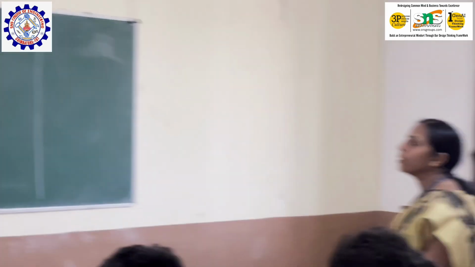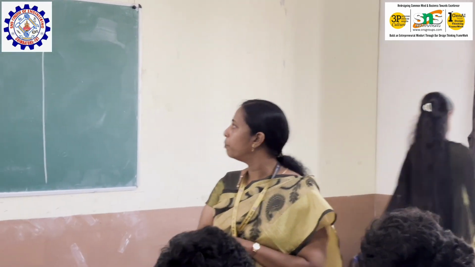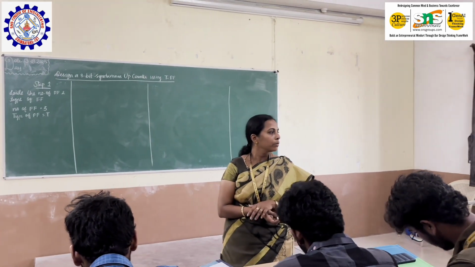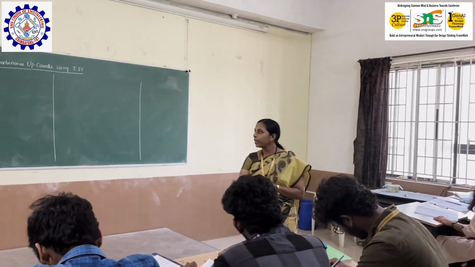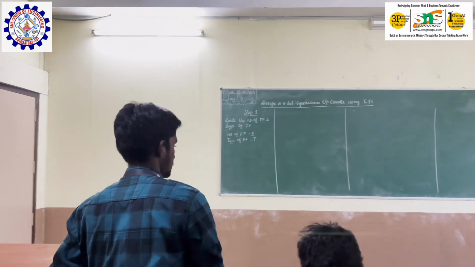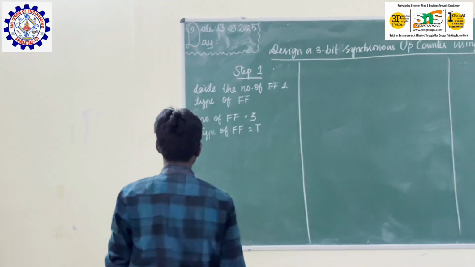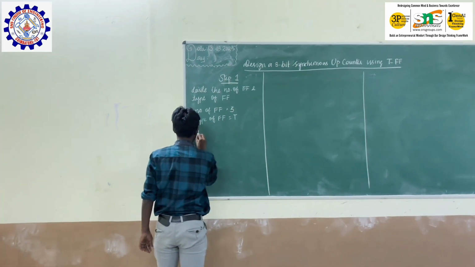This is a 3-bit counter. Number of flip-flops is 3. Suppose it is a 2-bit counter, the number of flip-flops will be 2. And T flip-flop, because the question itself has mentioned it. If it is not mentioned in the question, you can choose any flip-flop to design. Then step 2: to draw the excitation table of T flip-flop.